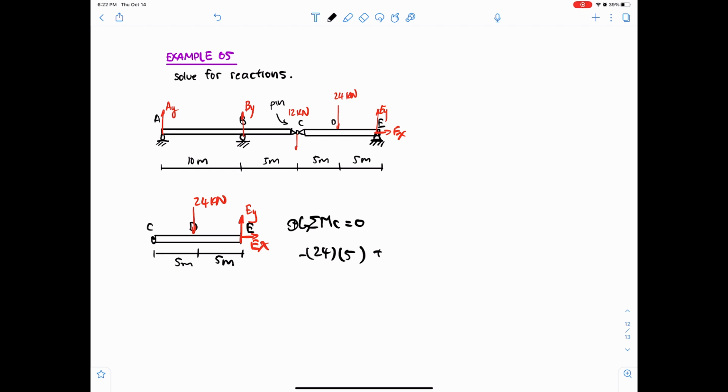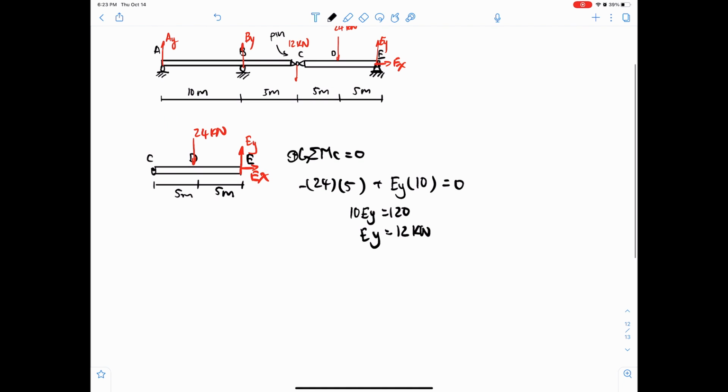and then plus, because EY wants to rotate it this way, therefore it's positive, EY times 10, the distance from C again, okay? And then EX doesn't affect it because it's in line with the hinge, or the point of rotation, and that's equal to 0. Now we just simply plug in: 24 times 5 equals 120, so 10 EY equals 120, so EY would just equal 12 kilonewtons going upwards, okay?